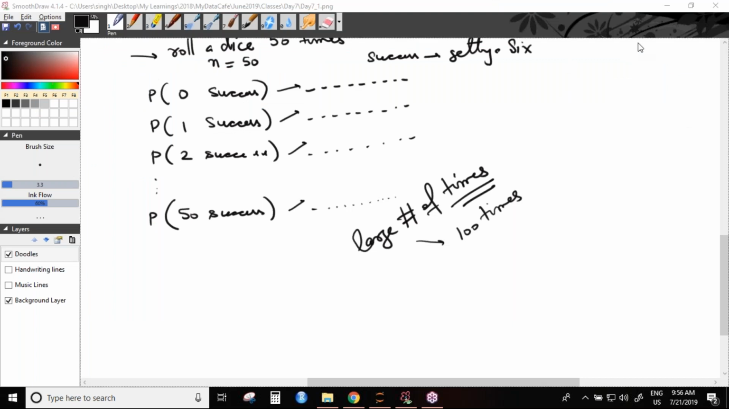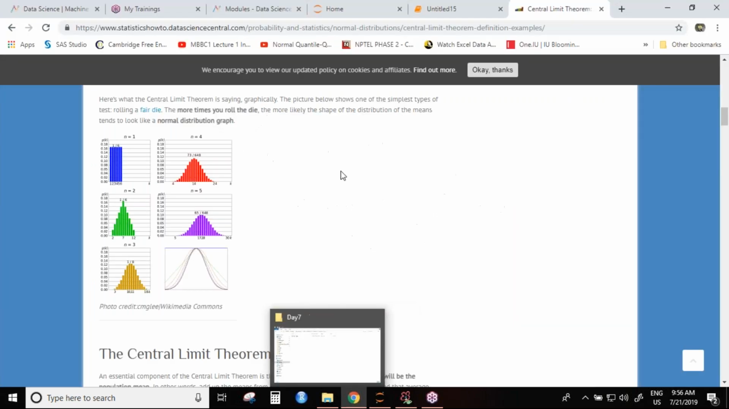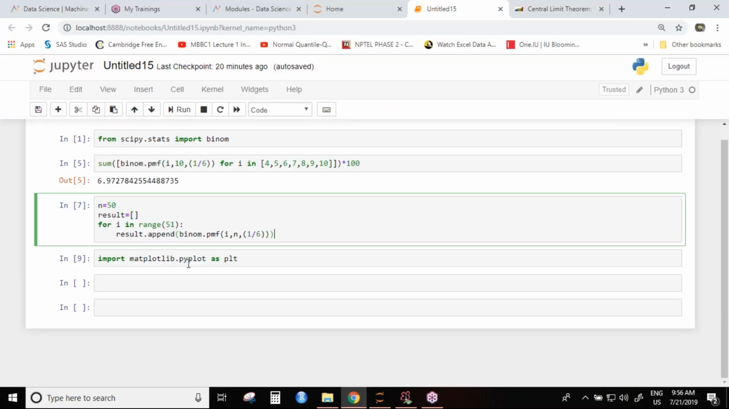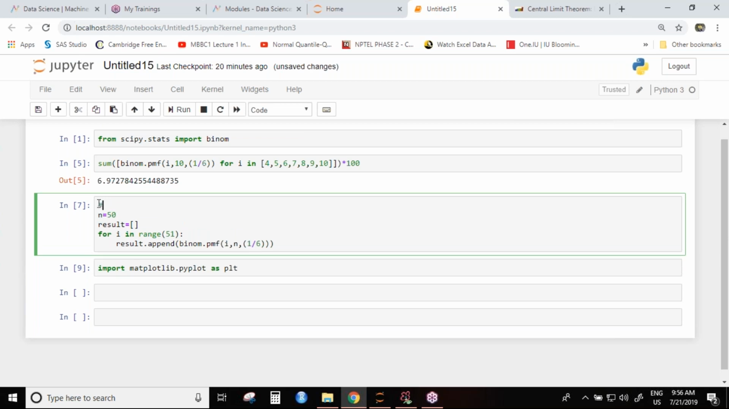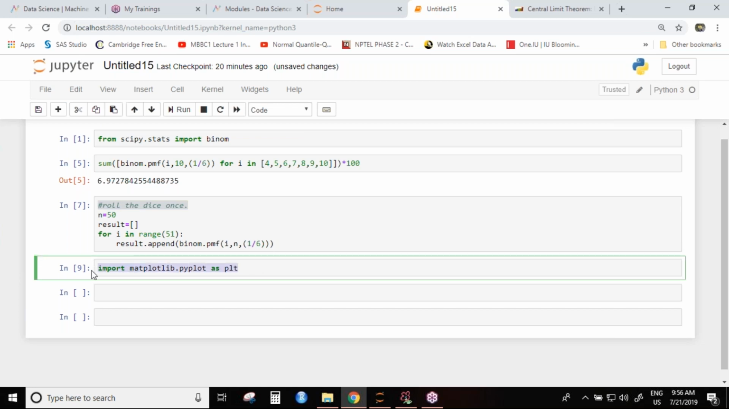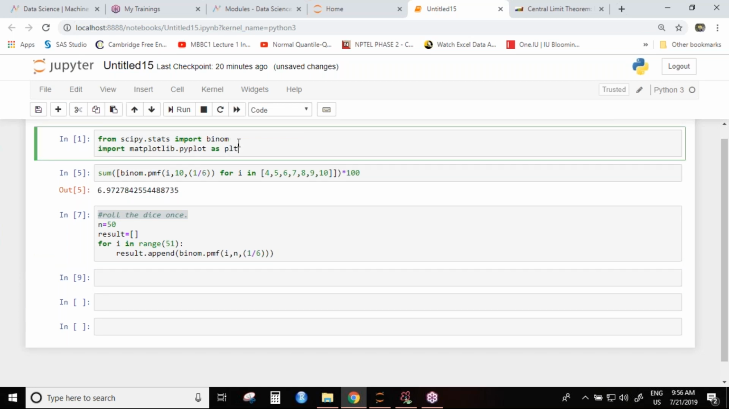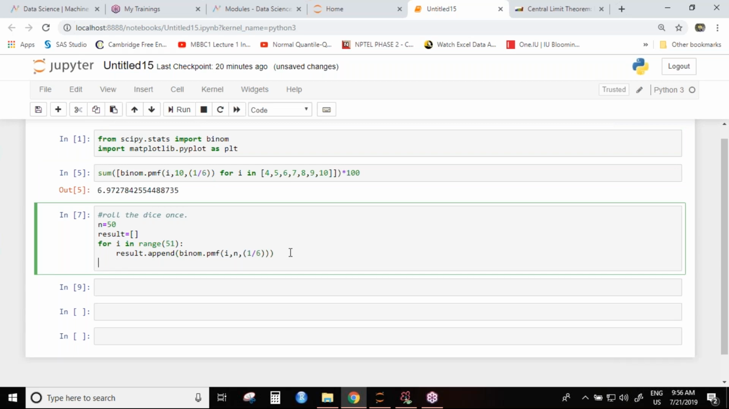Where's my notebook? It is here. Right now this is what you get when you roll the dice once, because I have rolled it only once. Then these are the probabilities I have calculated. Let me plot it instead. Let me copy and paste this here, and draw the histogram here itself.